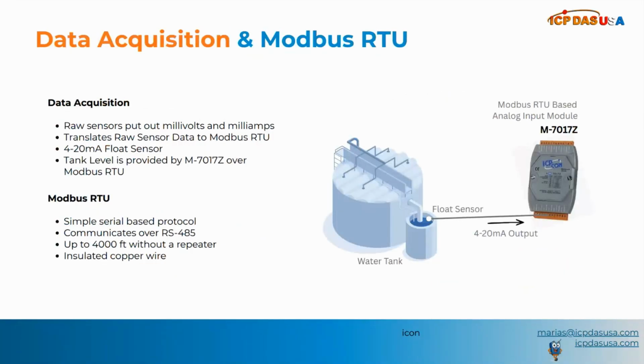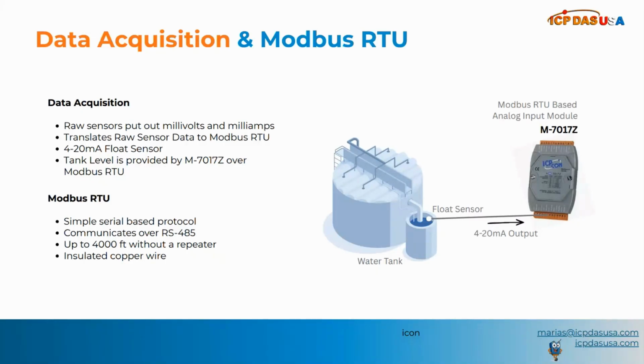Today's industrial landscape is fast-paced, and it's necessary to monitor and control field equipment. Raw sensors speak millivolts and milliamps. Our M7017Z takes those raw electrical signals and converts them into a standardized language, Modbus RTU. By translating raw sensor 4 to 20 milliamp data to Modbus RTU, M7017Z allows Essential Systems to see water tank levels at water treatment plants, which allow for making intelligent, data-driven, automated decisions. When the tank level is over the maximum limit, SMS text message alerts get sent out and the water pumps are shut off.